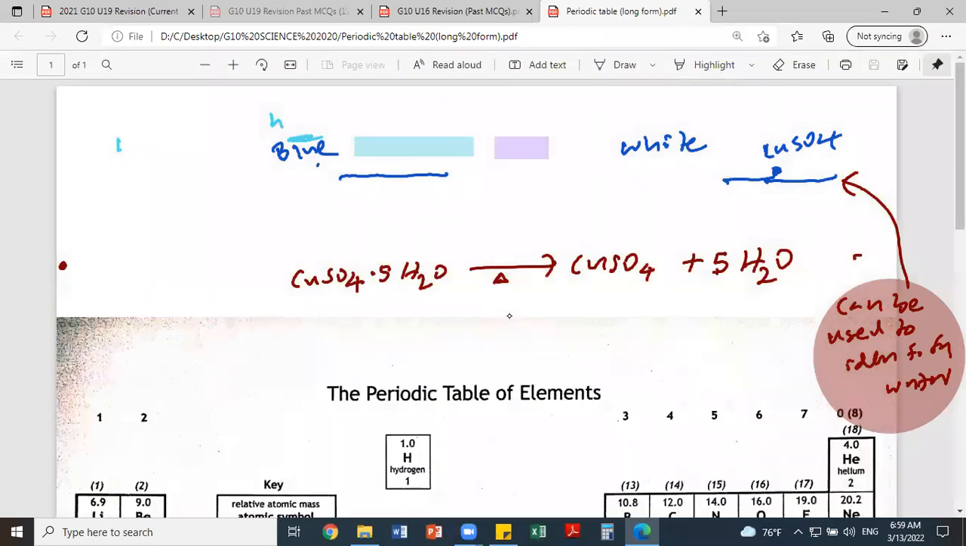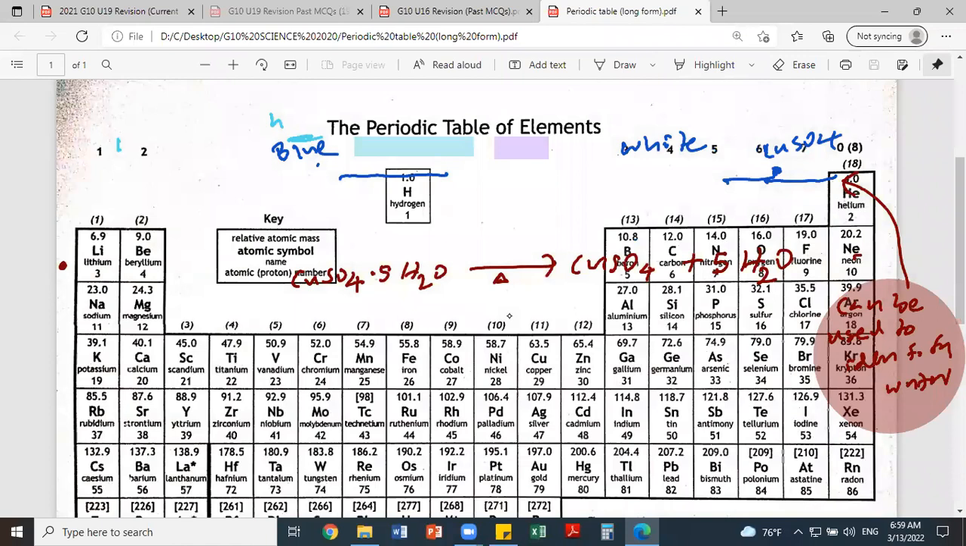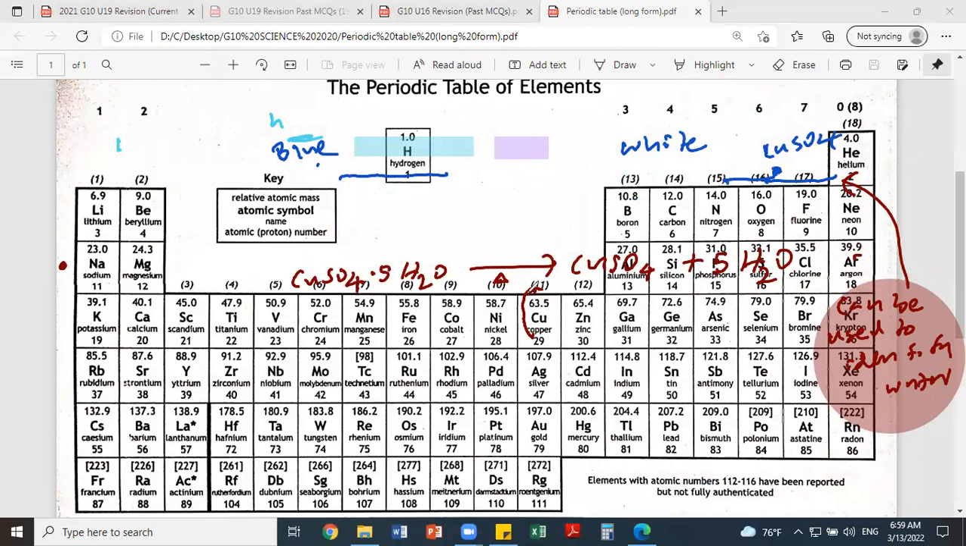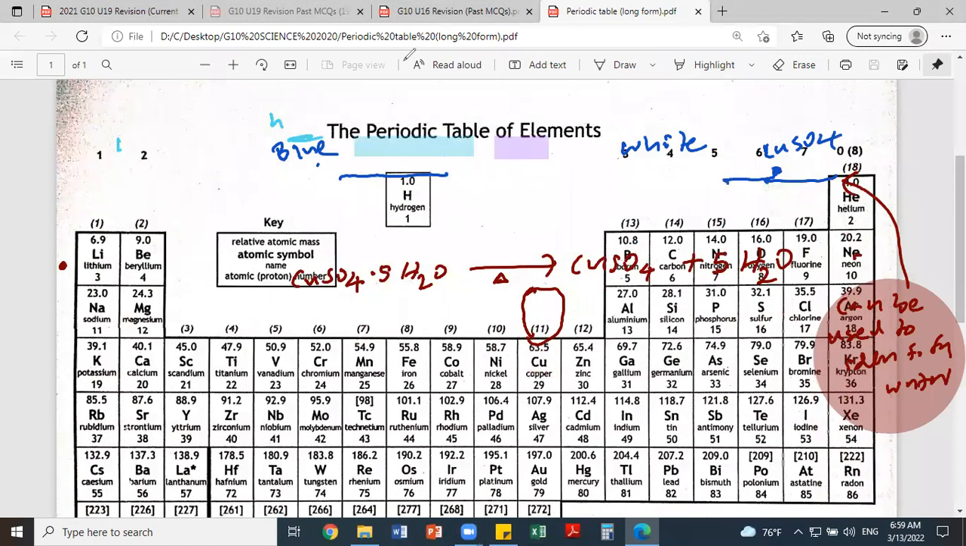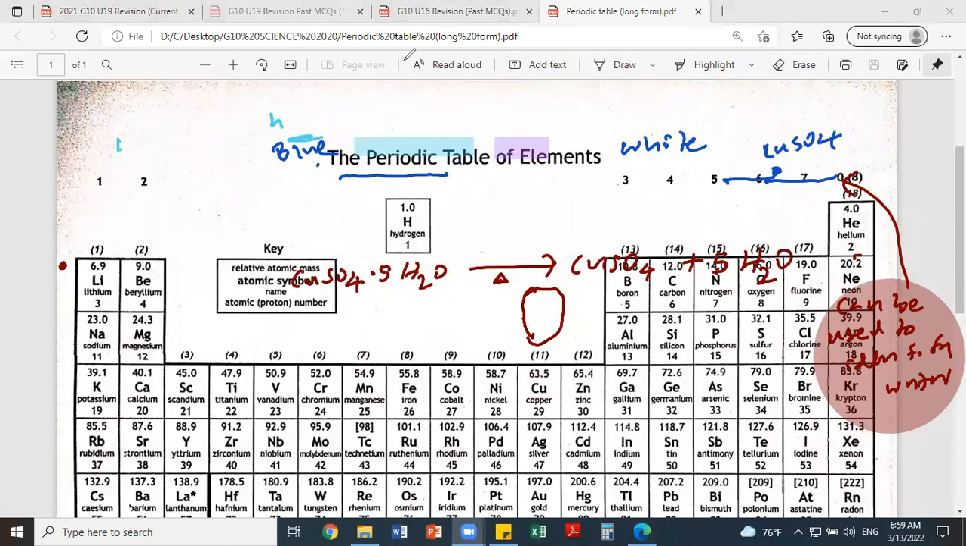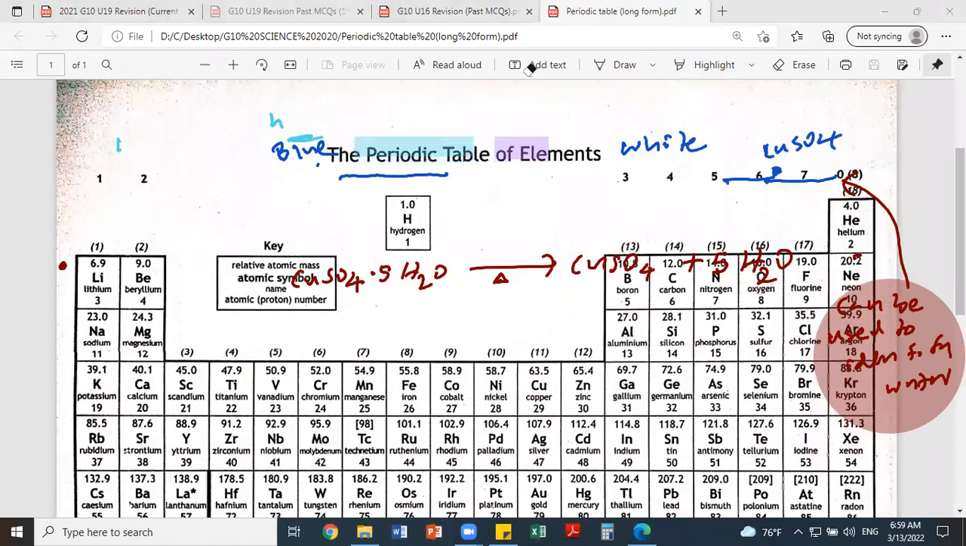Now I'll show this long form of the periodic table. Look here. Copper is 63.5. You can't round this off. Sulfur is S, 32. Look at the screen, everyone. Copper sulfate, and oxygen is 16. Oxygen you are familiar with, 16. Sulfur is 32.1, but we take approximately 32. And copper is 63.5.